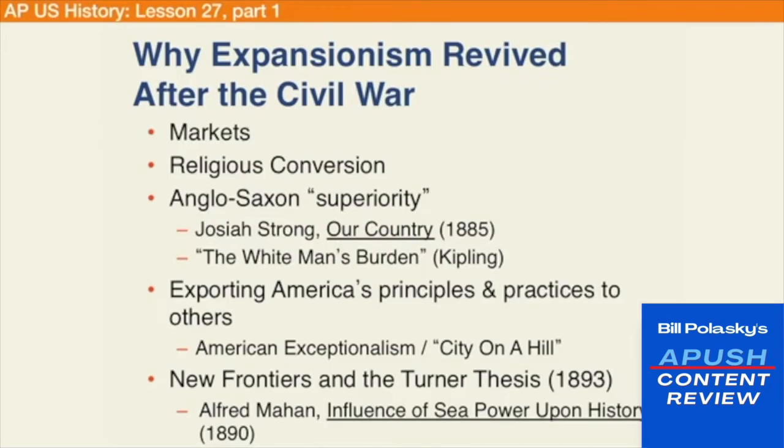Anglo-Saxon superiority kind of falls in this as well. It's a blend of mixing the idea of self-interest and idealism together. It's good for us to extend, and we're saying it's good for these other people if we do it as well.